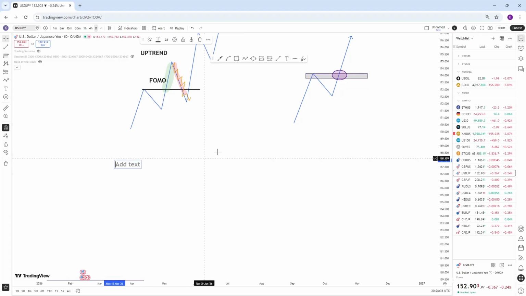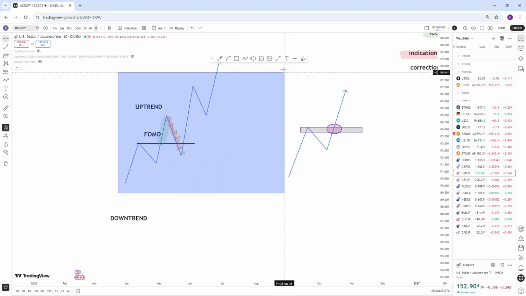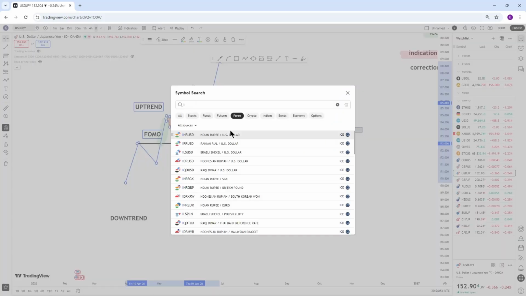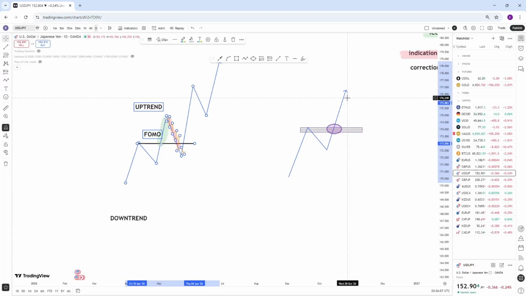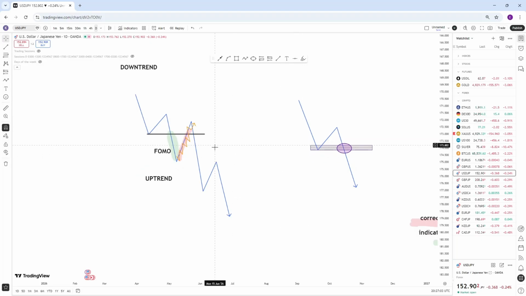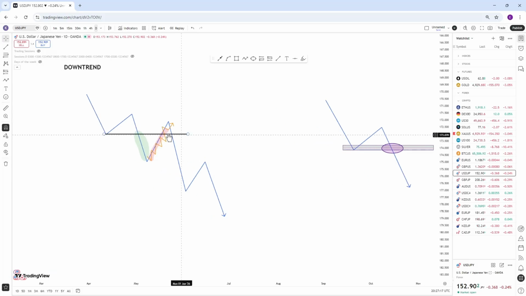So in a downtrend, it's basically the opposite of what happens in an uptrend. Let me show you. Let me try to see if I can invert this. Yeah, so basically in a downtrend, let me remove this.